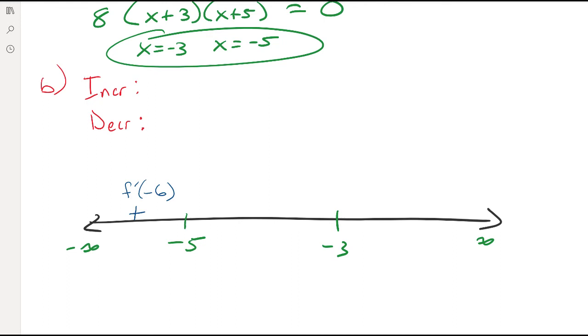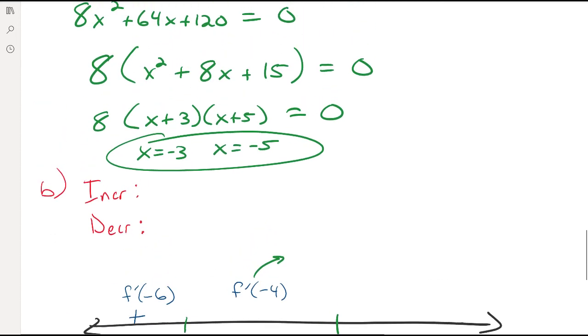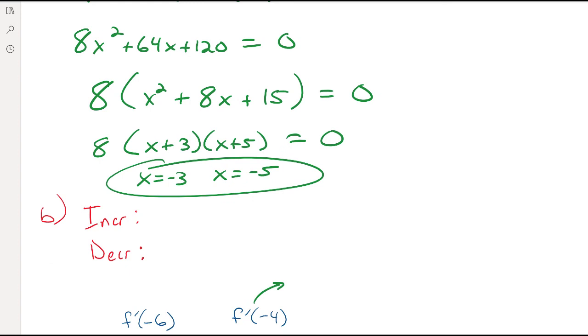Okay? Same thing. Next one. In between -5 and -3, I'm going to use a -4. Let me show you a quick way. If you don't have a calculator, there's another way you can figure out the sign of this. Remember, all of these is the derivative. They just have different forms. And so let me plug -4 into this factored form here.